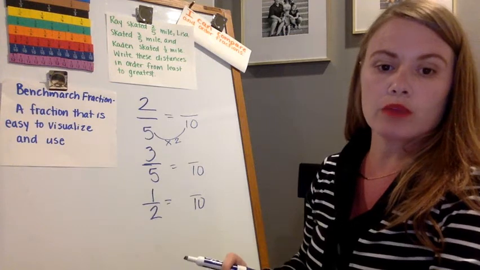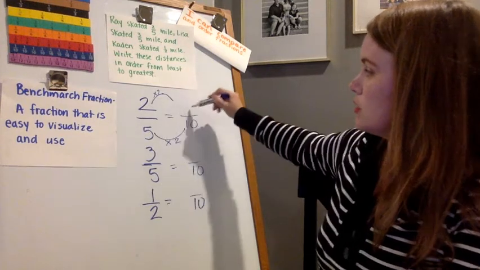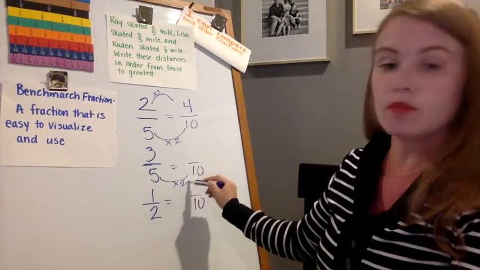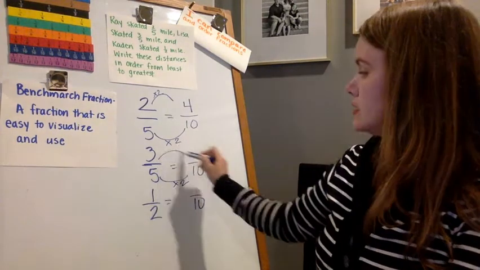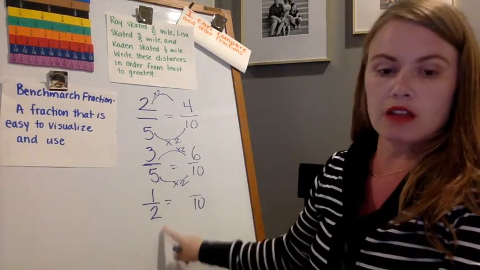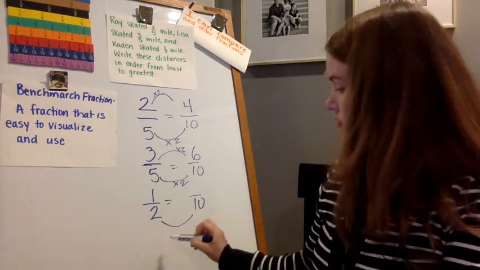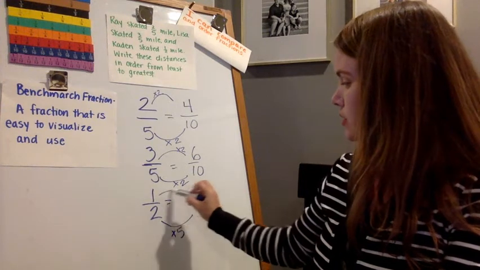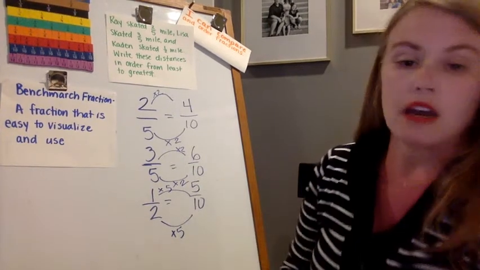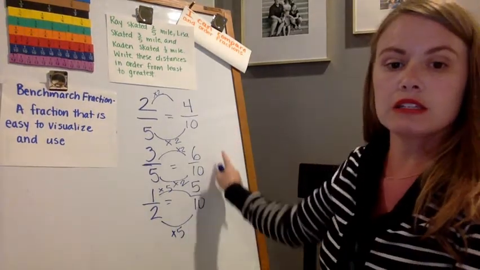5 times 2 gets to 10. And we know whatever we do to the denominator, we have to do to the numerator. So 2 times 2 is 4. We know 5 got to 10 by multiplying times 2, so we have to take the top times 2. 3 times 2 is 6. And then down here on the final one, how did 2 get to 10? 2 times 5 equals 10. So we're going to take the numerator times 5, and it's 5/10. So I created equivalent fractions where they all had the same denominator.